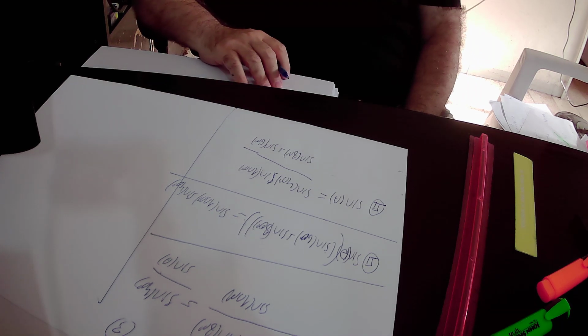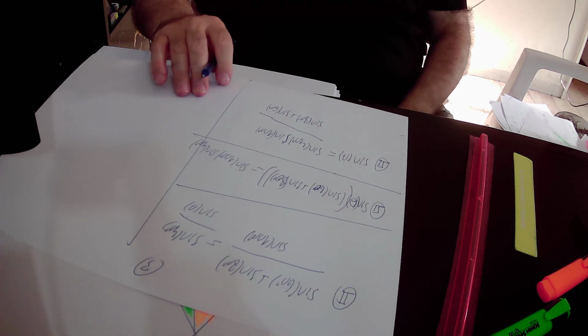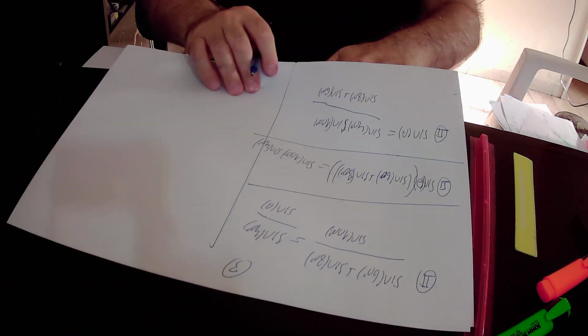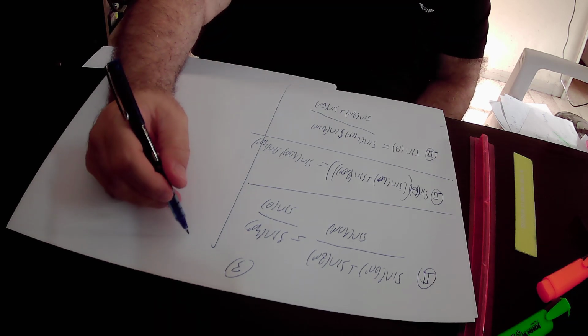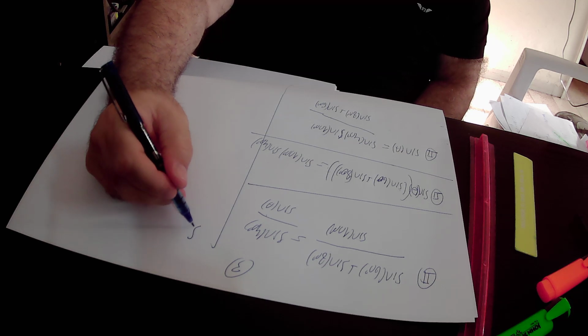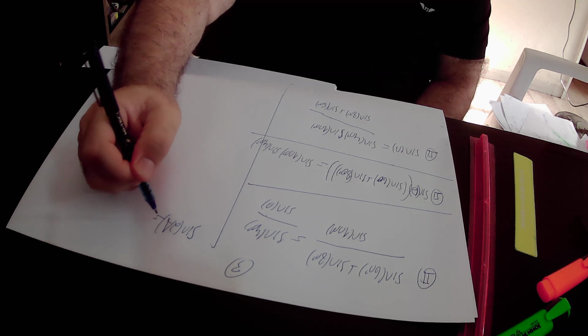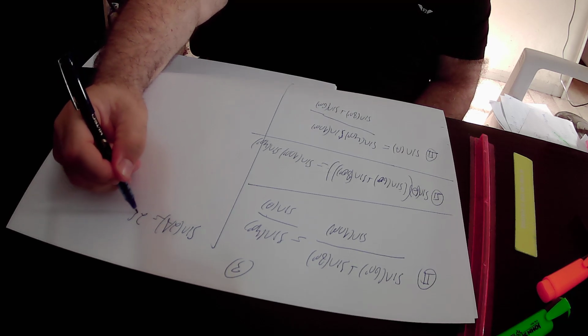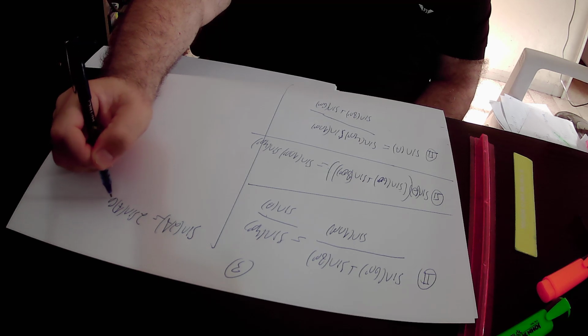Okay, so here we have the trigonometric identity that states that sine 2A equals 2 times sine A times cosine A.